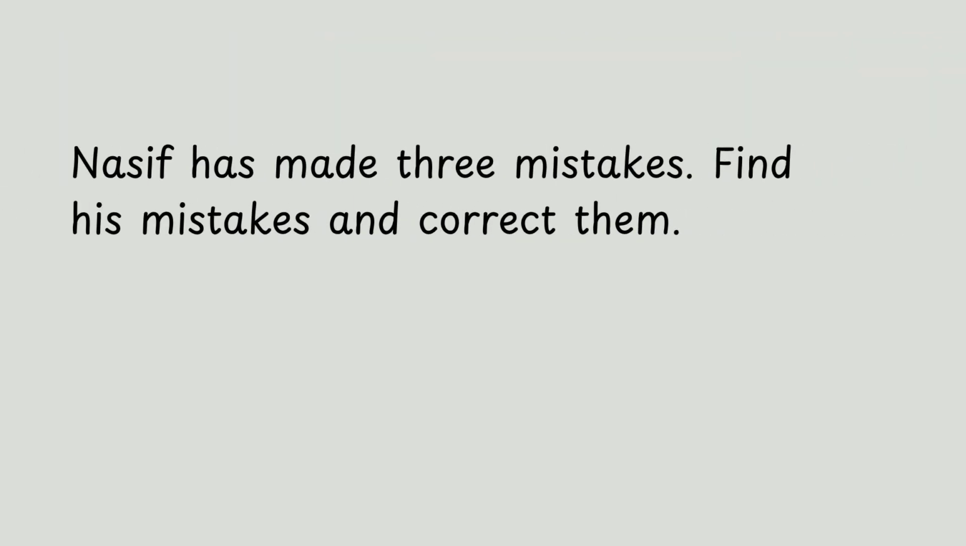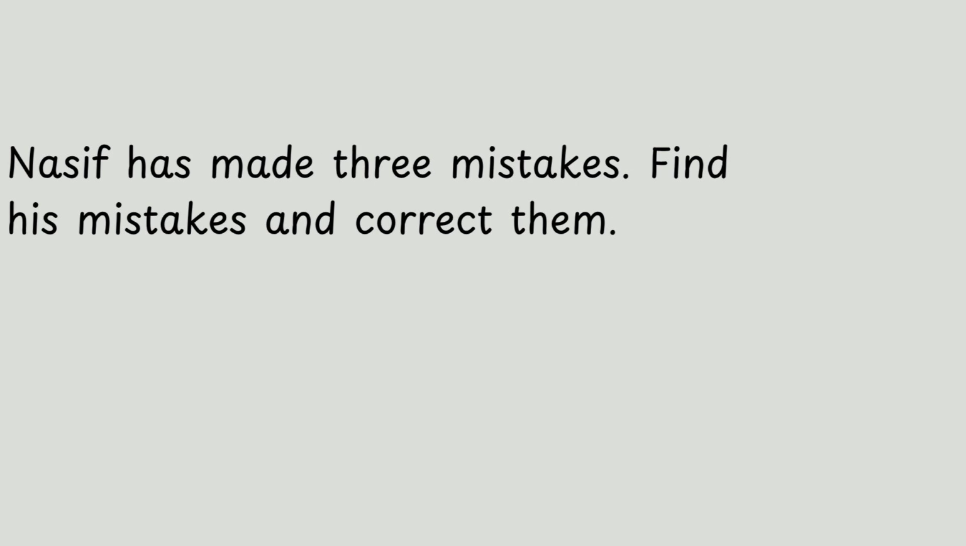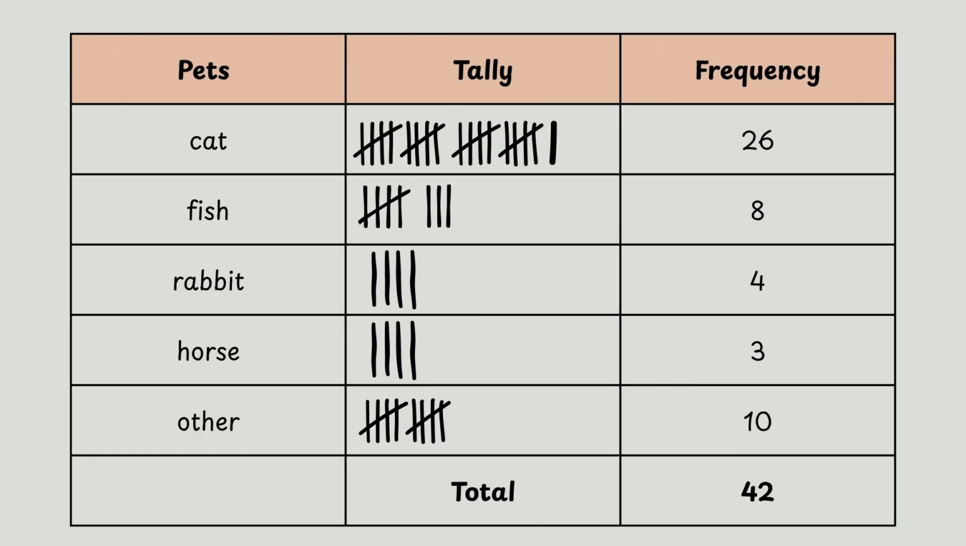Nasif has made 3 mistakes. Find his mistakes and correct them. So, as you can see in the table, there should be 26 frequency and he made only 21 tally for that. So we will correct that. And for horse, there are 3 frequency and he made 4 tallies. So we will correct 4 to 3.